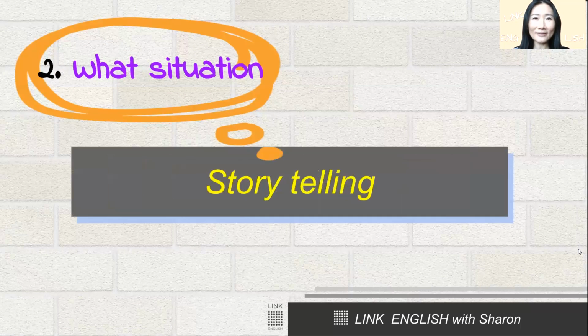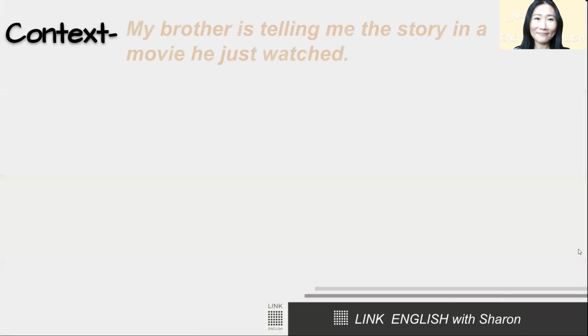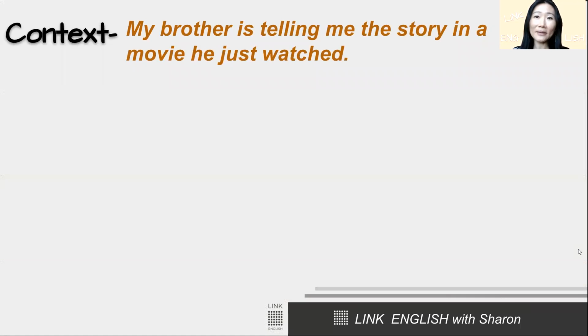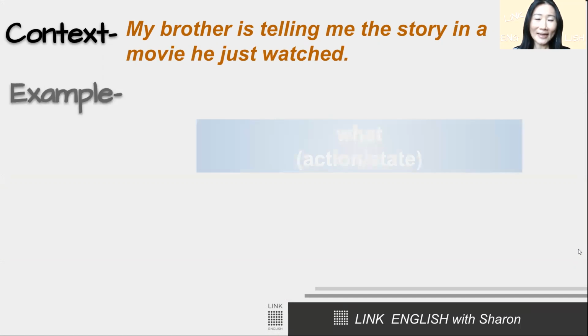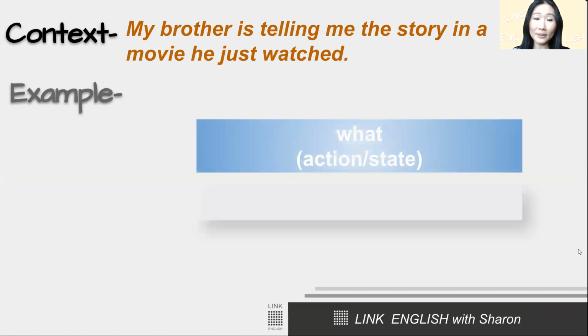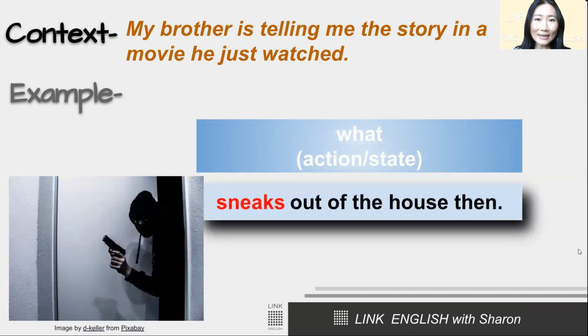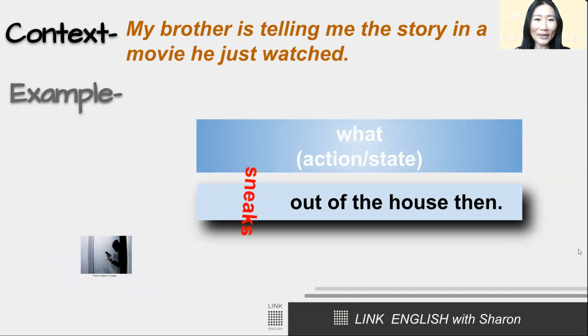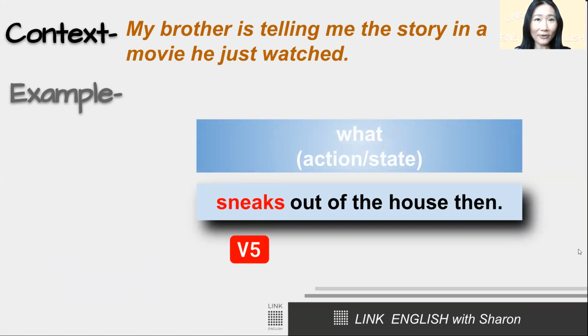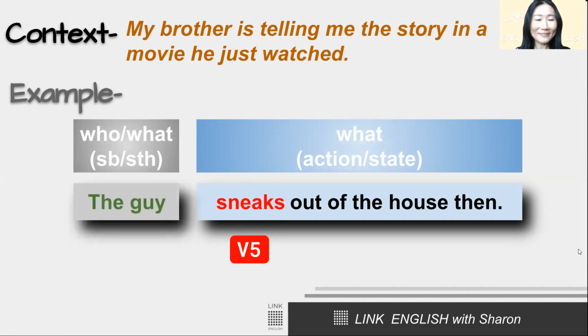Next situation, storytelling. My brother is telling me the story in a movie he just watched. In the story, what action happens? Sneaks out of the house then. In this story, we use V5 verb, sneaks, to talk about the story. Who or what? The guy. The guy sneaks out of the house then.